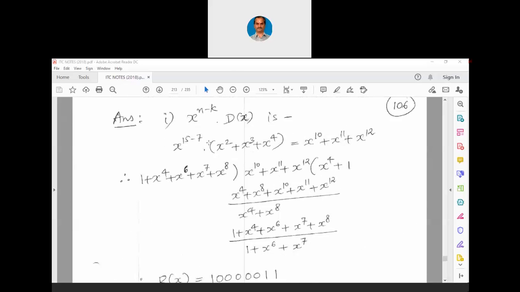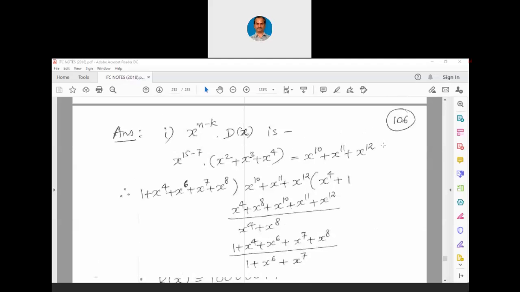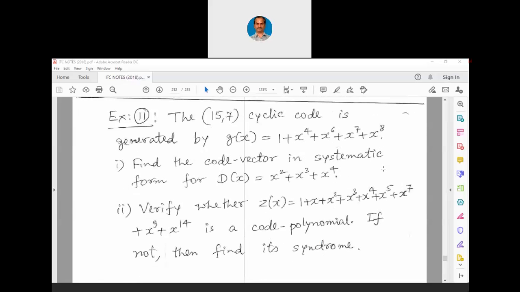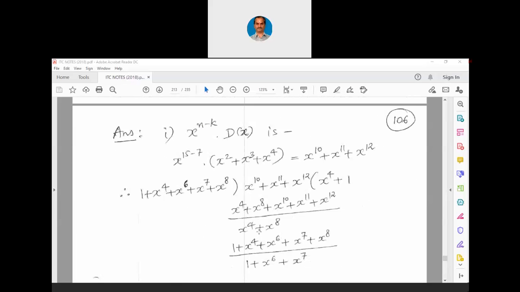So x power n minus k is 15 minus 7 into d of x, which is x square plus x cube plus x power 4. X power 15 minus 7 is x power 8. X power 8 into this data vector, we get x power 10 plus x power 11 plus x power 12. Now, using this, we use the same generator polynomial 1 plus x power 4 plus x power 6 plus x power 7 plus x power 8. When we perform the division, we get 1 plus x power 6 plus x power 7.